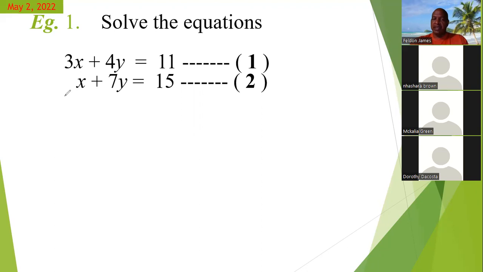The second step would be to ensure that the X has the same number in front of it. In the first equation, there's a 3 in front of the X. The X in the second equation, what number is in front of it? I'm saying that you have chosen to get rid of X, and the next step is to ensure that the numbers in front of the X's are the same. The X in equation 1 has 3 in front of it. What do we have in front of the X in the second equation? 1, right. Are those two numbers the same, 1 and 3?